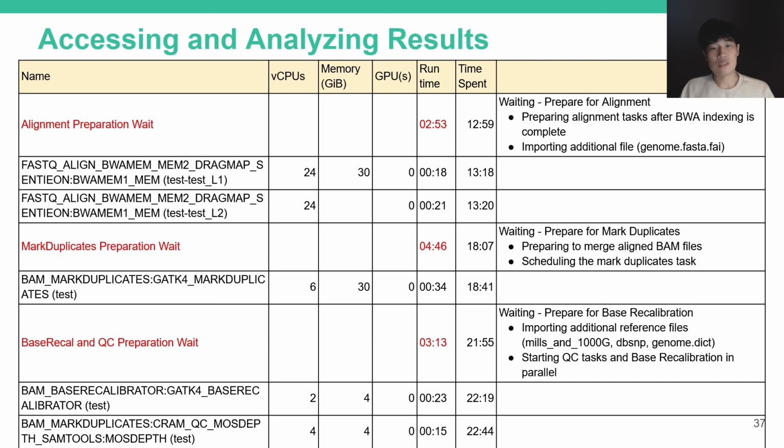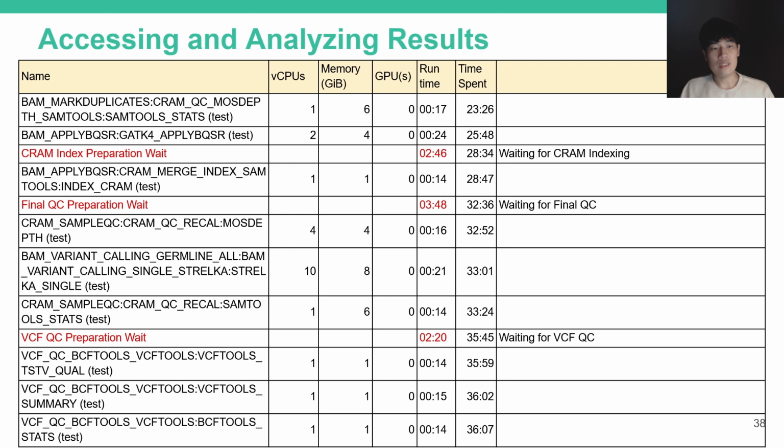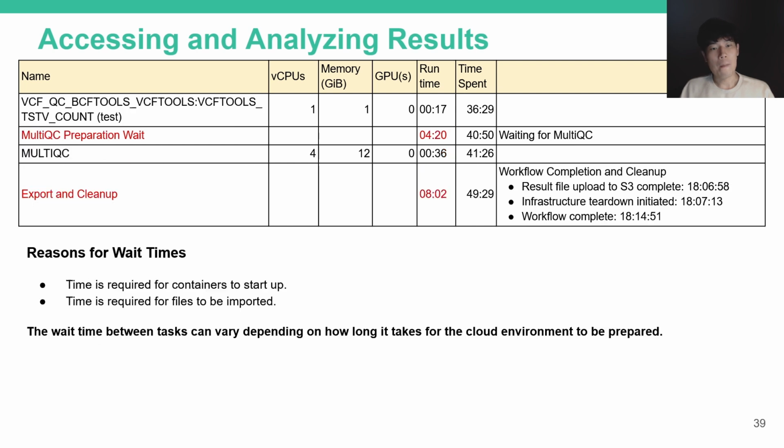And here you can see for tasks like alignment and marking duplicates, the preparation phase took 3 to 4 minutes, while the actual processing took less than 40 seconds. And here is the same. So what's the reason for the wait time? HealthOmics needs time to prepare for each task. When I ran the same workflow at different times, the total runtime was sometimes shorter than 49 minutes. That implies that the wait time can vary.